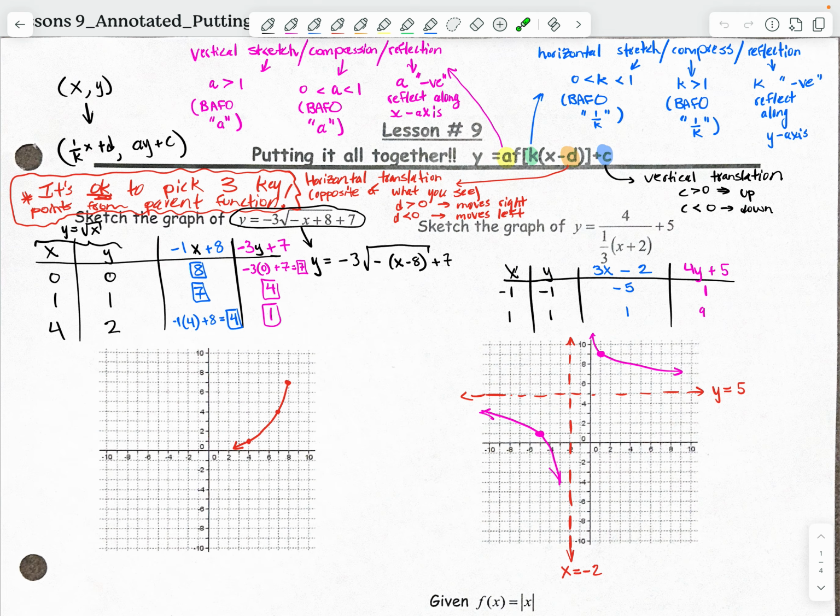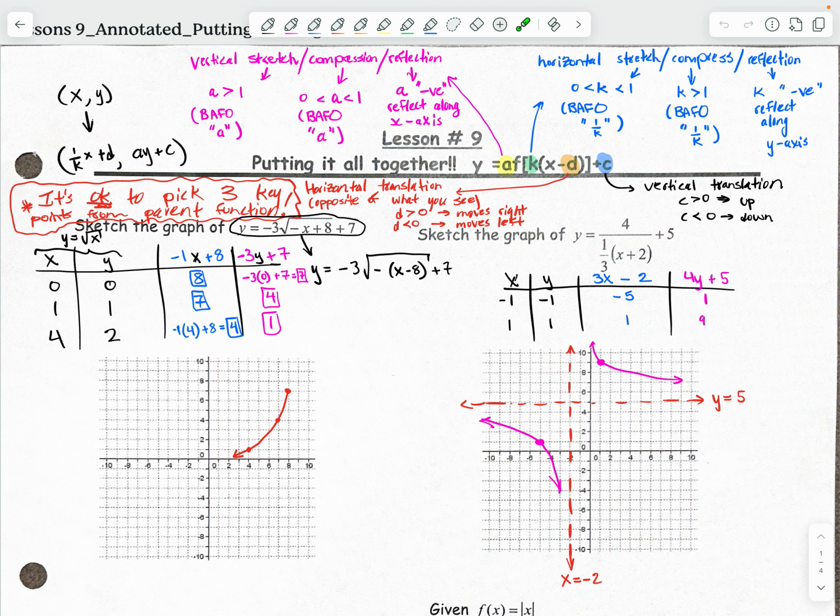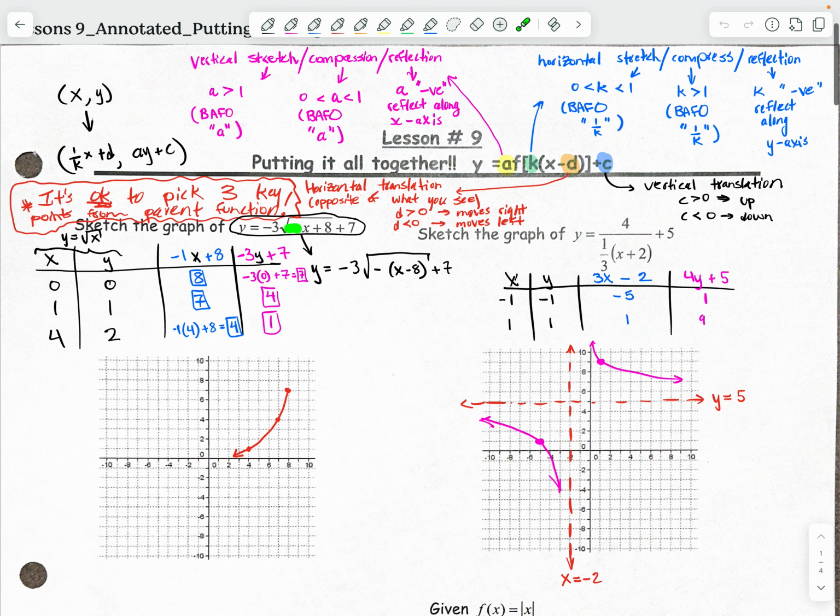One other point I want to mention for inside the bracket is that when we get to questions like this, we always have to factor out and make the coefficient of x 1. So we have to factor it in such a way that it's a 1. So if we have a negative sign here, we have to factor out the negative from both terms inside the square root there. This will give us the proper D value. So D is actually here, positive 8. So it's shifted 8 units to the right.